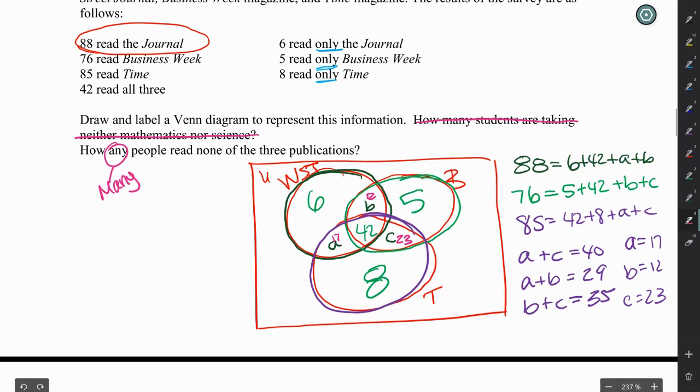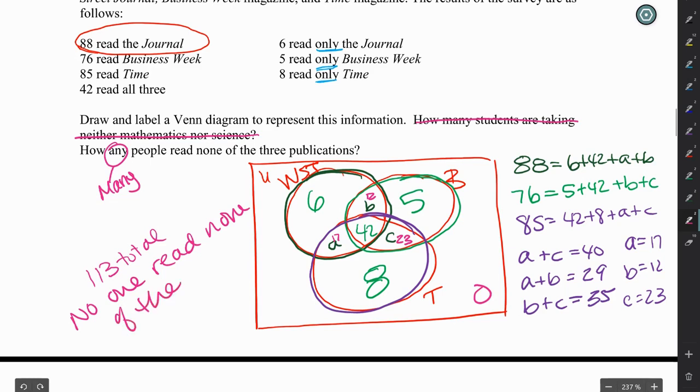Well, if we add these up, they all add up to 113. In the problem, it said 113 executives were asked. So that means there are 0 people left over. So that means no one read none of the publications.